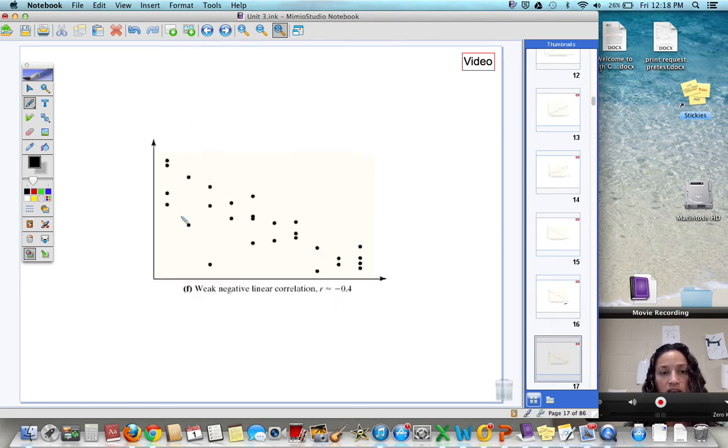So then again, this would be a weak negative. There's points all over the place, but you can still tell that there's a line going down. So we're going to call it about a negative 0.4. So we compare everything to 1 and negative 1 for how strong or how weak it is.